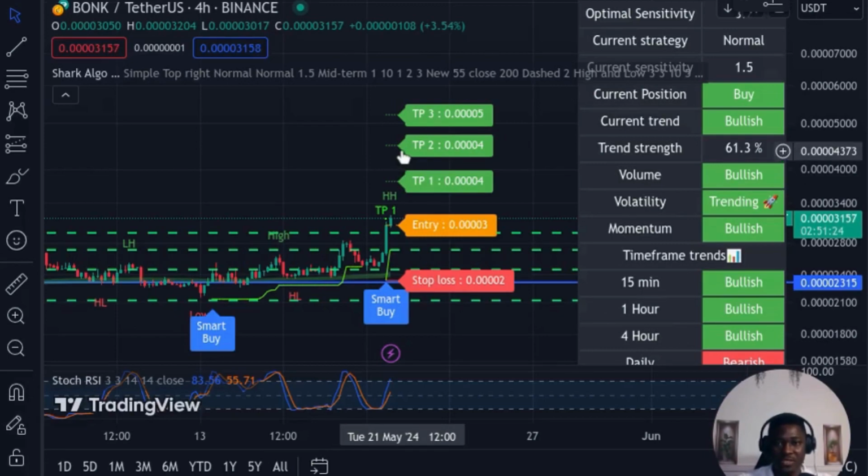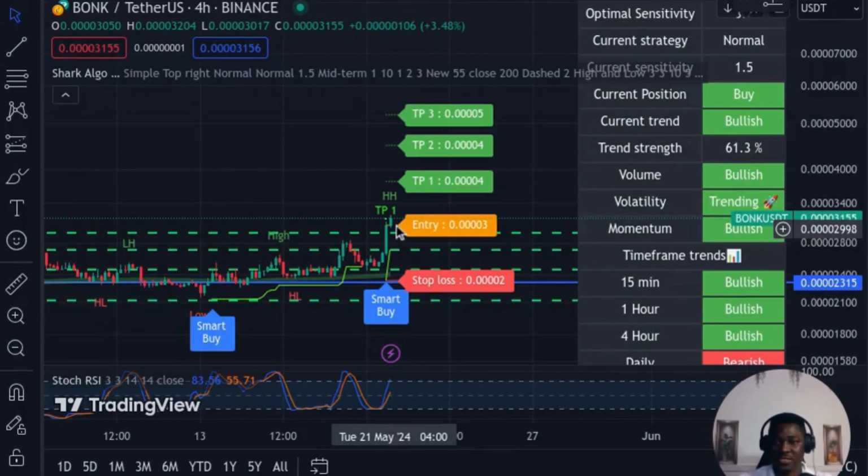And our TP1 is at 0.003724, and our TP2 is at 0.004507, and our TP3 is at 0.005089. As usual, we close 50% when you get to TP1, we close 50% of what is left when you get to TP2, and finally we close the trade when you get to TP3.